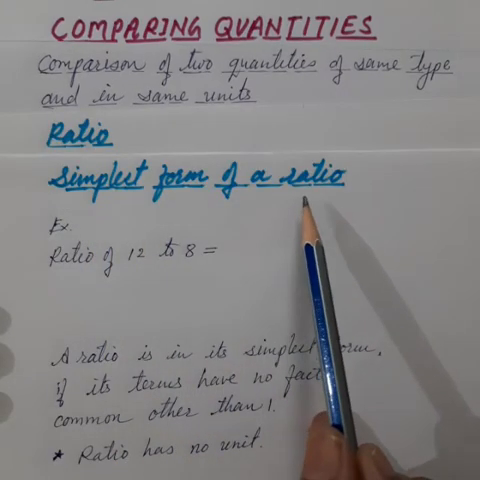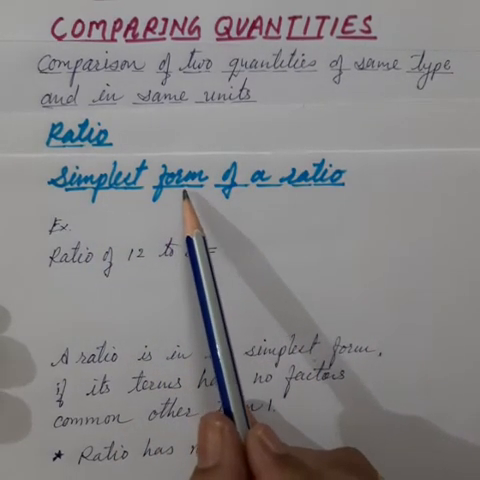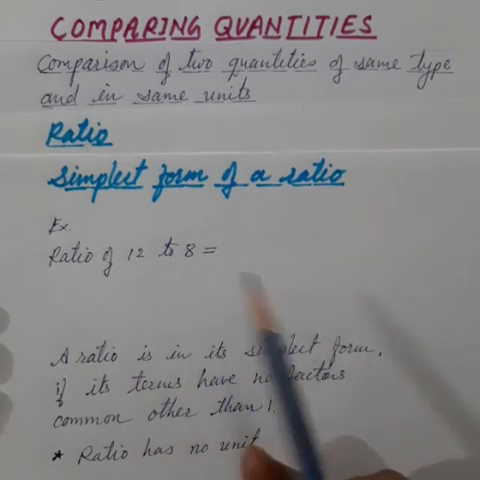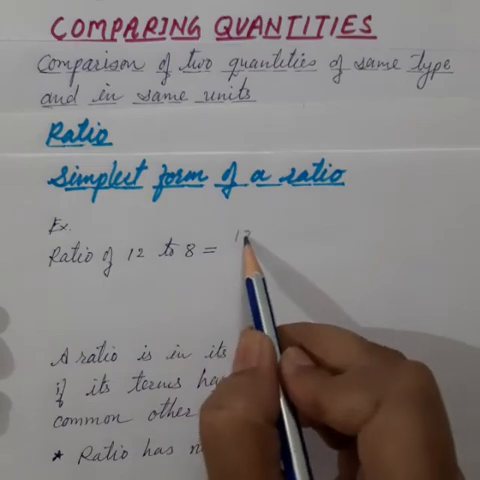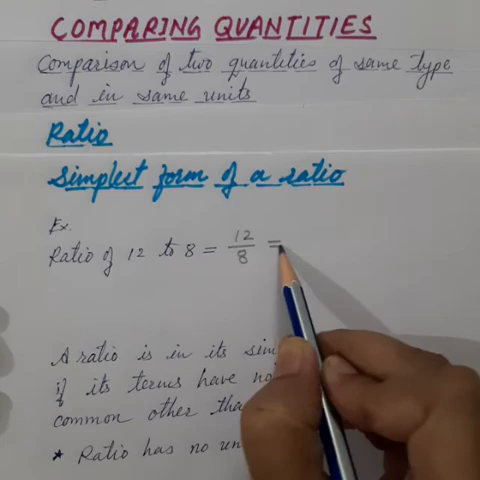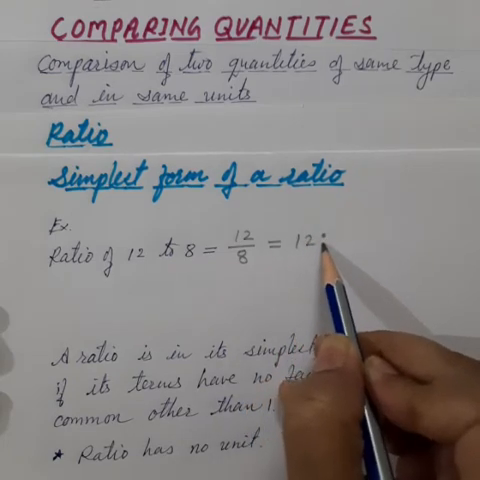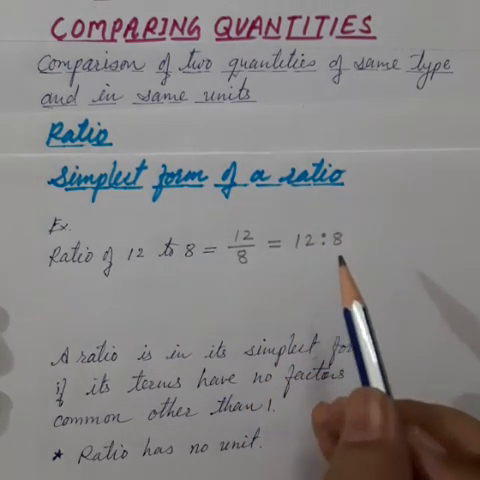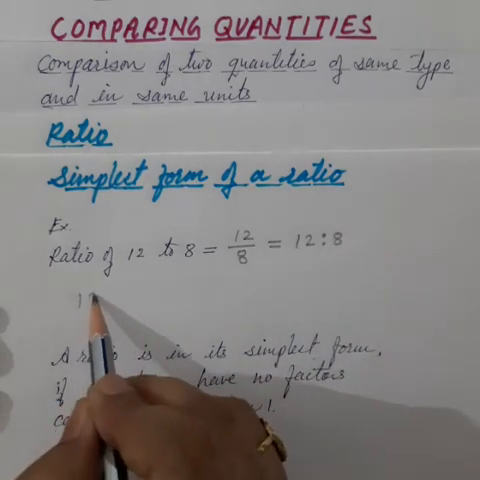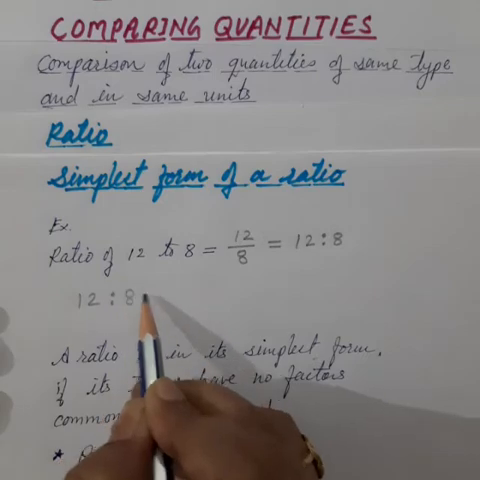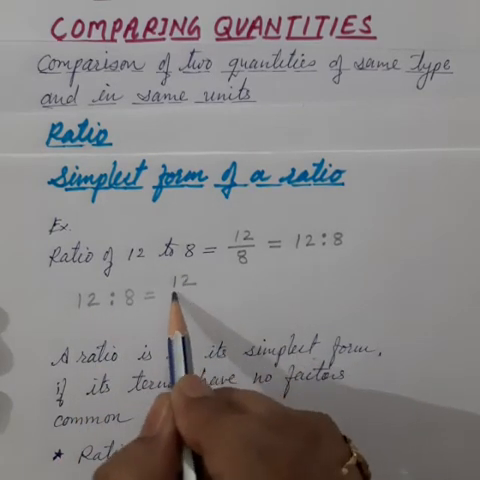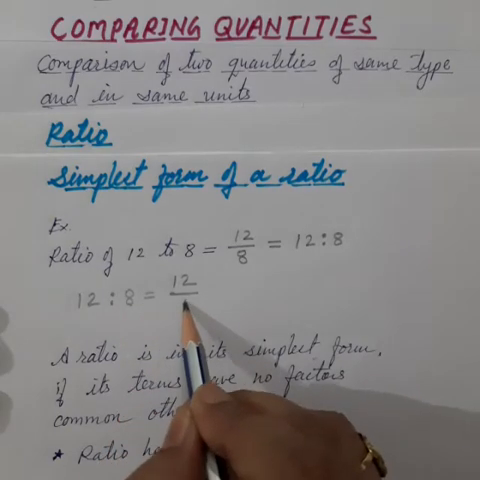Simplest form of a ratio. Simplest form means lowest terms. Suppose we have to find the ratio of 12 to 8. So the first part goes in the numerator, the other part in the denominator. And we get the ratio 12 is to 8. Now if we have to find the simplest form of this ratio, again we have to write this ratio as a fraction. First term in numerator, second term in denominator.